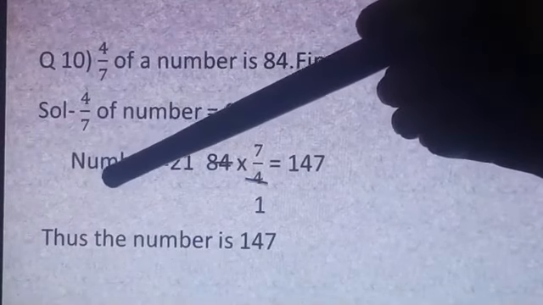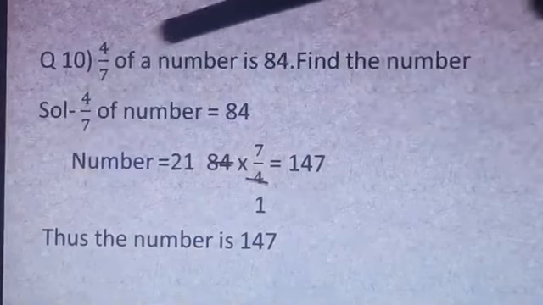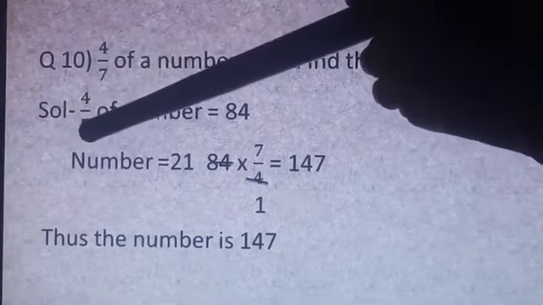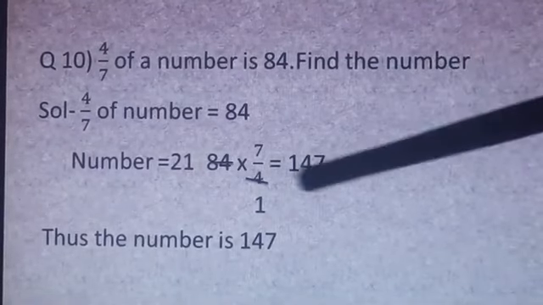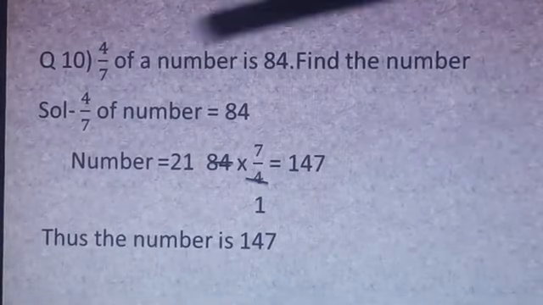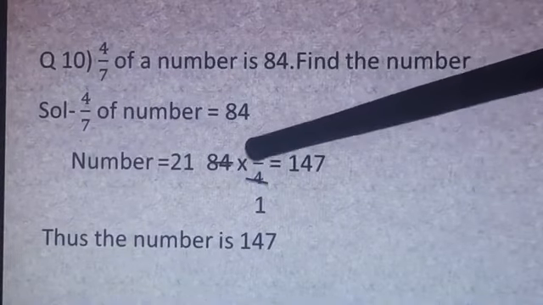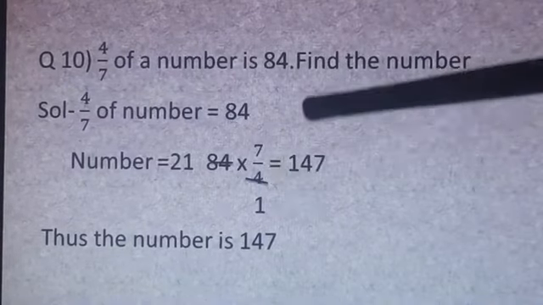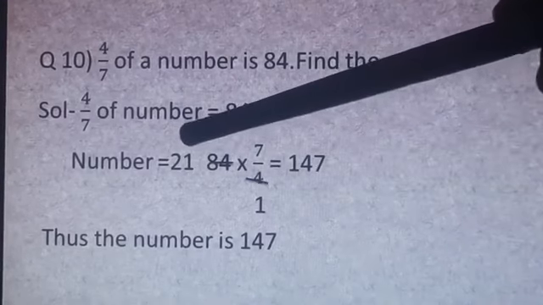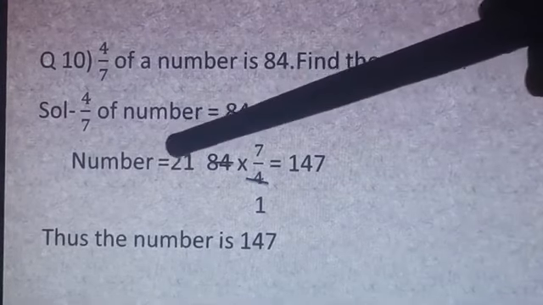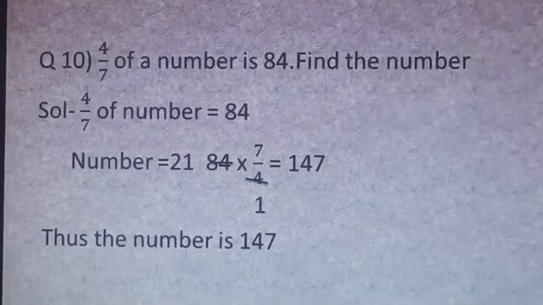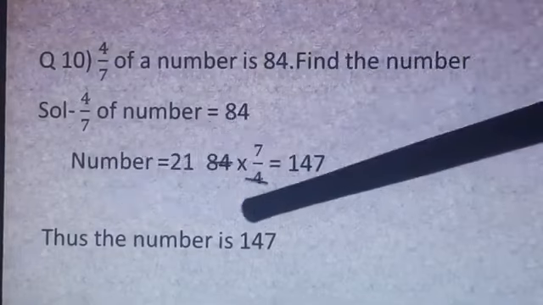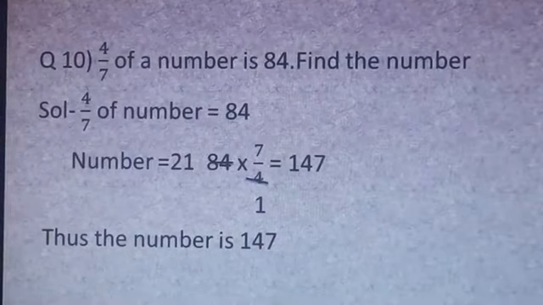Number will be left here. And 4 upon 7 will be shifted to the right hand side. 4 upon 7 दूसरी तरफ जाएगा तो रेसिप्रोकल हो जाएगा इसका. It will become 7 upon 4. Right? So number is equal to 84 multiplied by 7 upon 4. 4 ones are 4. 4 twos are 8. 4 ones are 4. Now here it is 21 multiplied by 7. 147. So the number is 147. Understood?